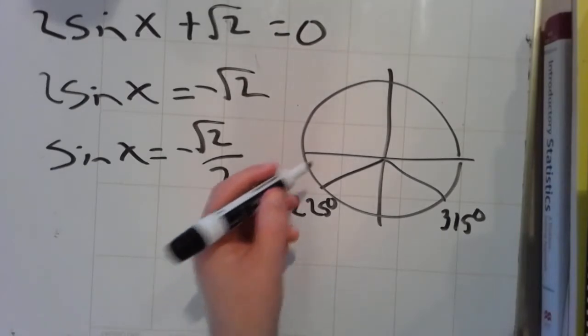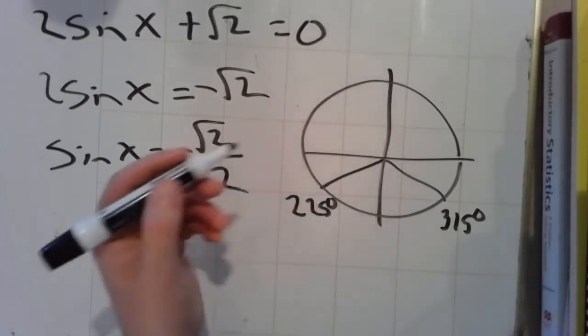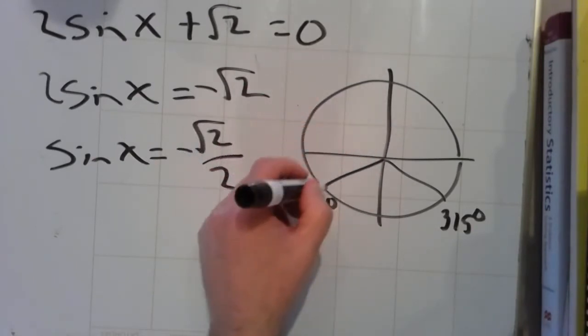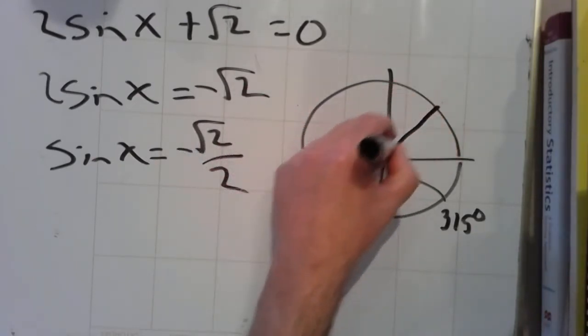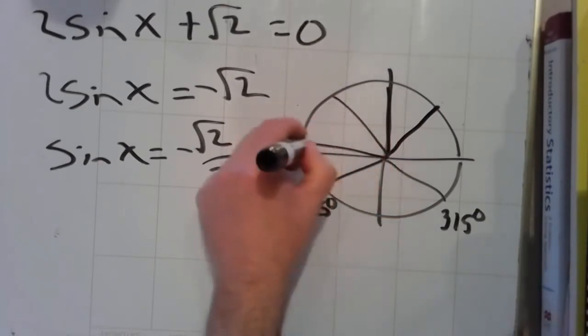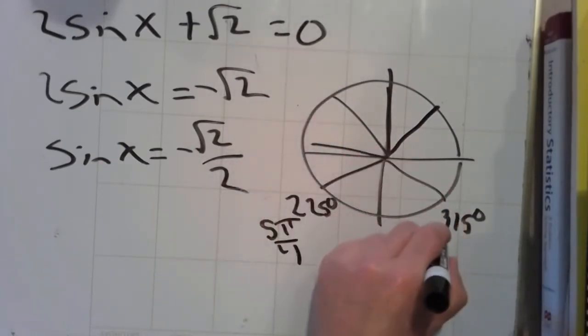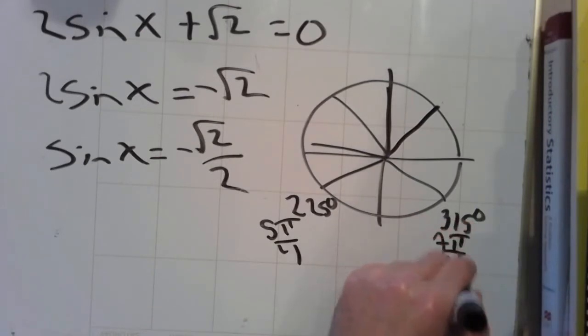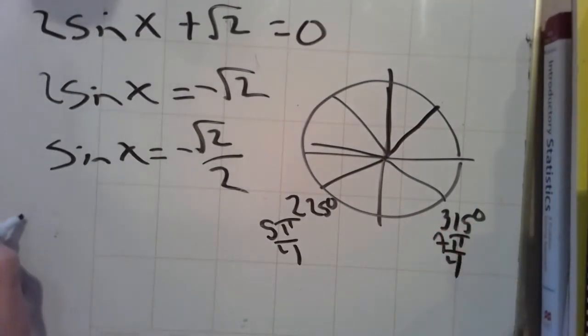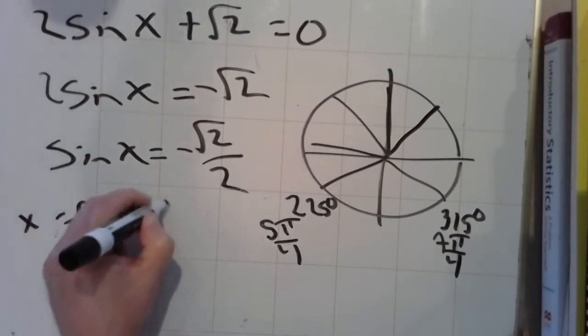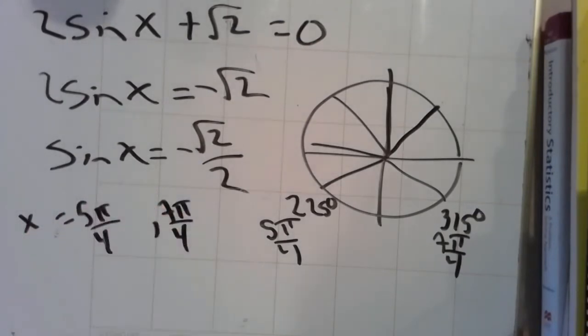Or if we want to do this in radians, it doesn't matter, but usually we'll do these in radians. Those are my pi over 4, so there's 1, 2, 3, 4, 5 pi over 4, 6, and 7 pi over 4. So x might be 5 pi over 4 or 7 pi over 4.